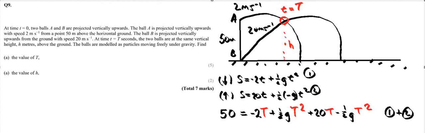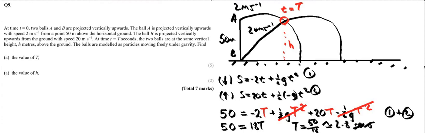So now you can see that I've got 1/2 g times t squared and minus 1/2 g t squared. So these two cancel out. So now my total of 50 is equal to minus 2t plus 20t. So that gives me 18t. So my t value is 50 over 18, which is about 2.8 seconds.